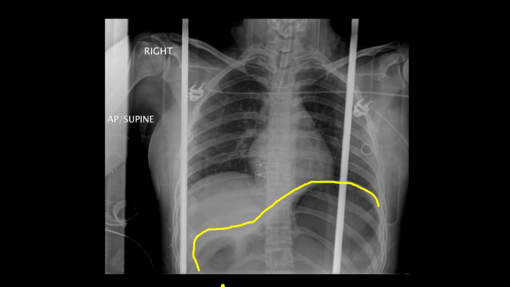Great. So with regards to airway, we've seen the endotracheal tube can be outside of the airway, or it can be too far down, and on occasion it can be too high up as well. All of these things can be seen on the x-ray.